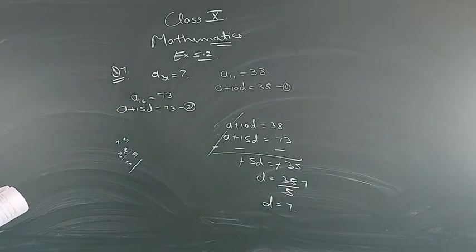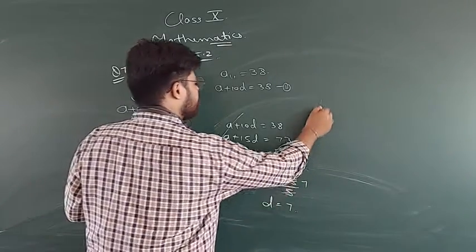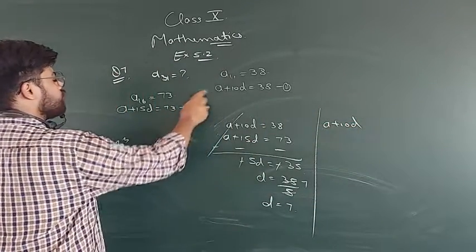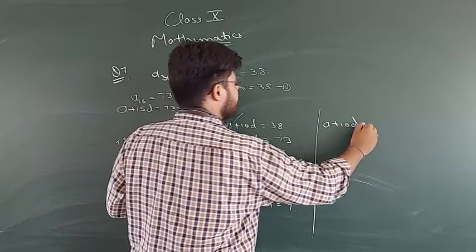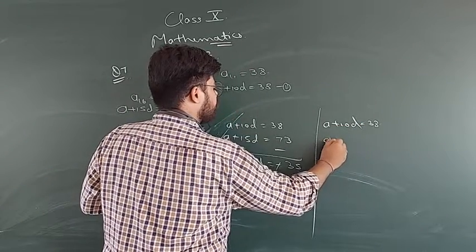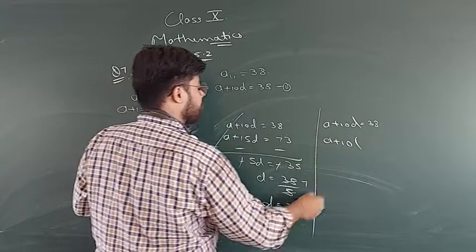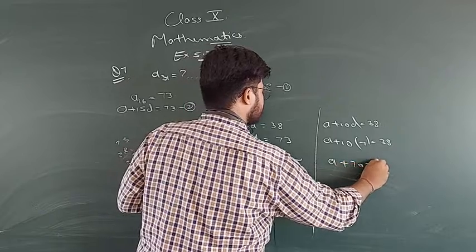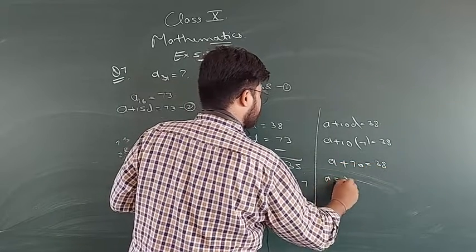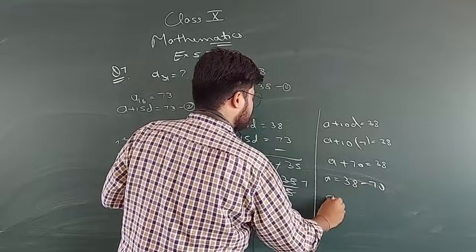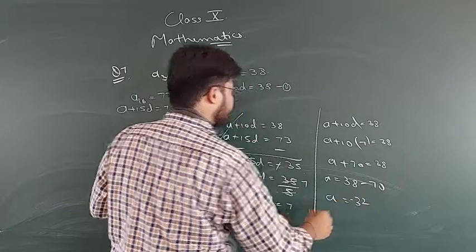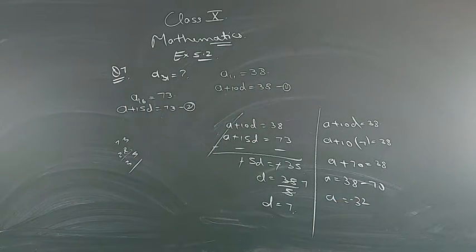Now we have to find the value of A also. Put D in any equation, it's your choice. I will put it in this one: A plus 10D is equal to 38. Now D value is 7, so A plus 70 is equal to 38. Then A is equal to 38 minus 70, so A is minus 32. So the value of A is minus 32 and the value of D is 7.